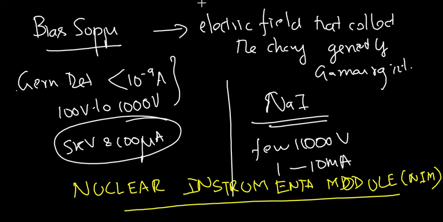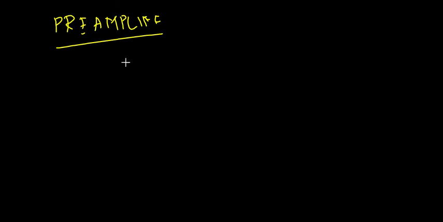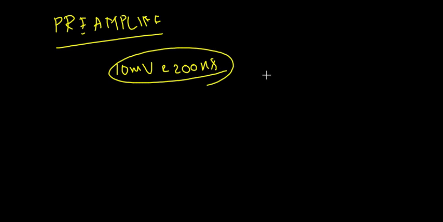So next, first we have seen about the detector, then the bias supply. The third, we are going to see about the preamplifier. As I told earlier, the preamplifier serves the purpose of converting the low amplitude short duration pulse from your detector. Typical output from your detector will be say 10 millivolt and a 200 nanosecond long pulse. This has to be converted. Particularly, the preamplifier converts the current pulse into a voltage pulse. So that's the main purpose.